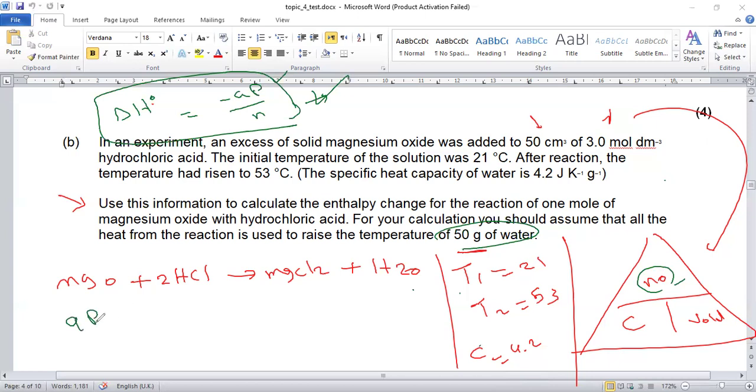This is the law: QP equals mass of the water, which is 50, times the specific heat 4.2, times delta T, 53 minus 21, giving QP. I will use this in this equation to find delta H standard. Delta T equals 53 minus 21, it will be 32.